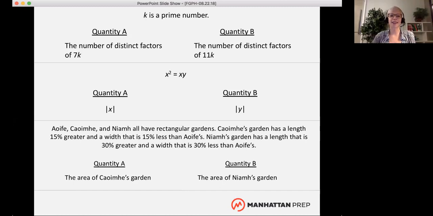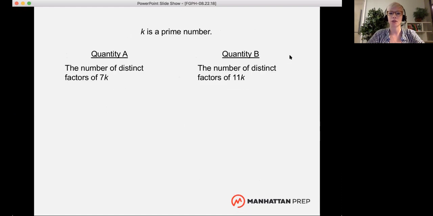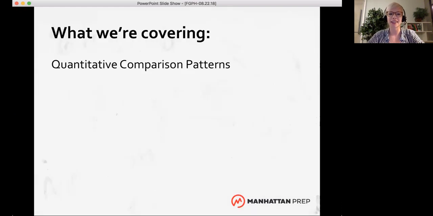All right, let's discuss these. Now, we'll come back to these in just a moment, but I want to talk about the idea of patterns for just a second. Quantitative comparison patterns.